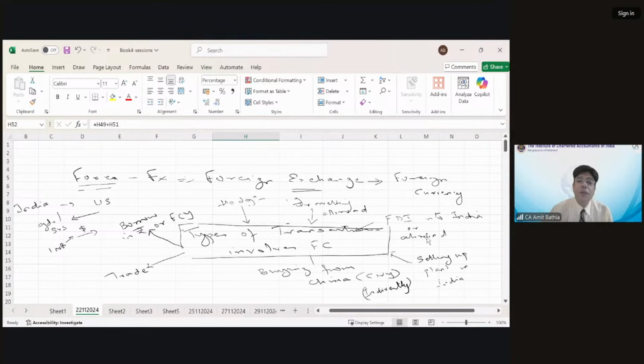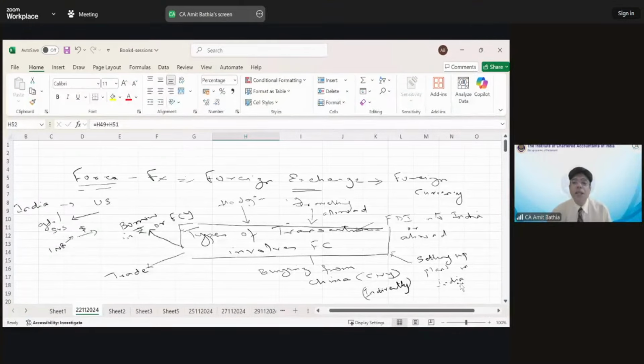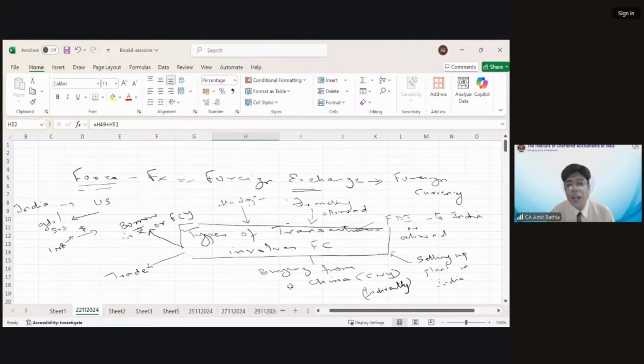They are acquiring various companies abroad. Again, for that as well, you need foreign currency. So setting up a plant in India would require foreign currency for a foreign player. Similarly, if Tata's is acquiring a particular plant in, let's say, the United Kingdom, then they would also need foreign currency. So when we are doing these transactions, we need foreign exchange.